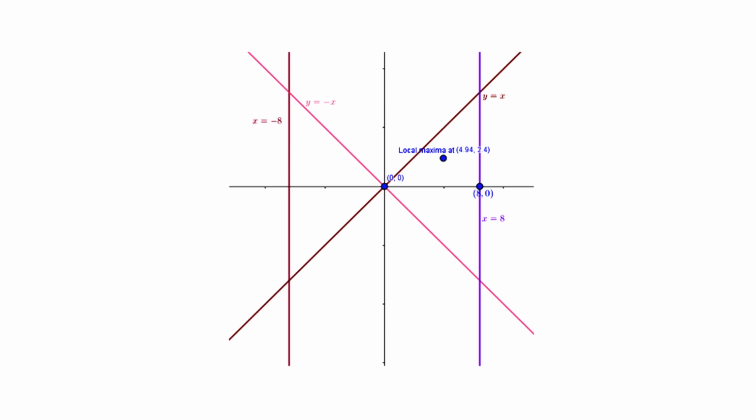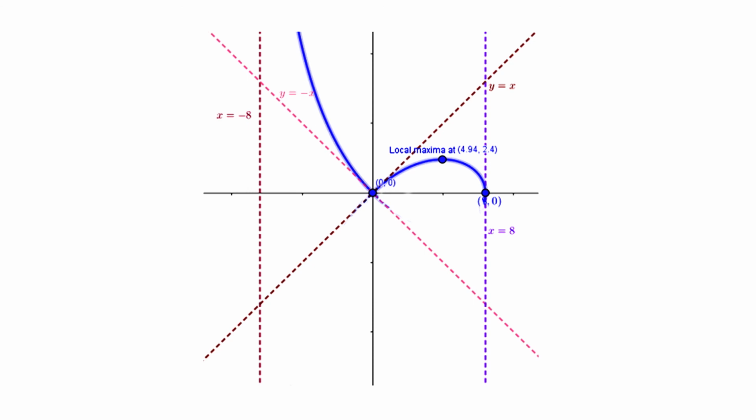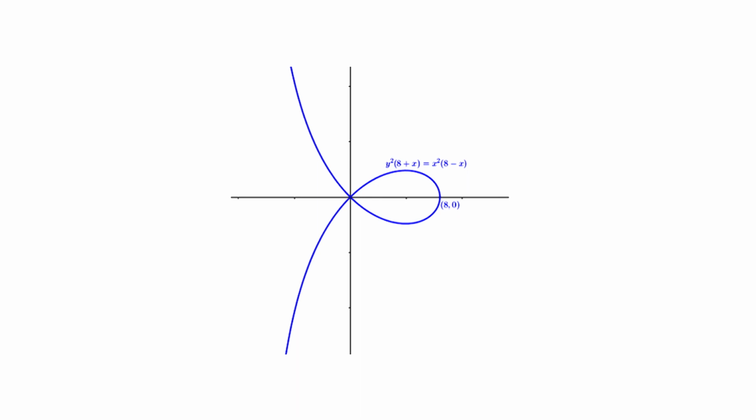At x is equal to a, the denominator of y dash, which is plus or minus x square plus a x minus a square whole divided by a minus x to the power half into x plus a to the power 3 by 2, goes to 0, thus getting a vertical tangent at x is equal to a. We may now complete sketching the curve above the x axis and, taking a reflection about the x axis, complete the task.